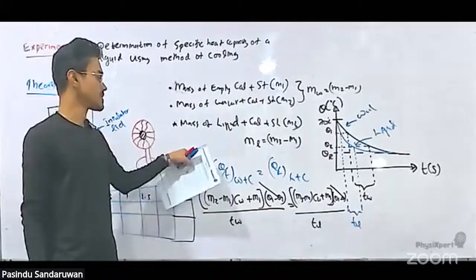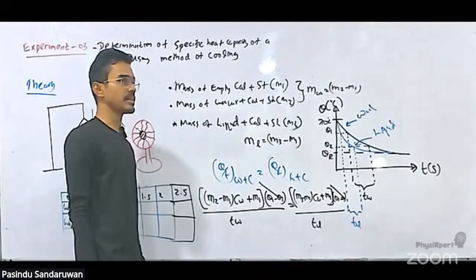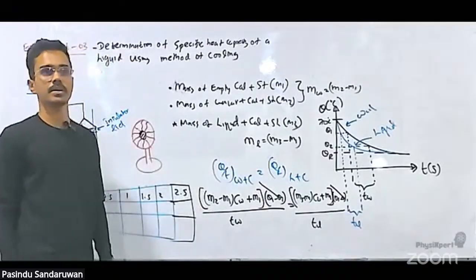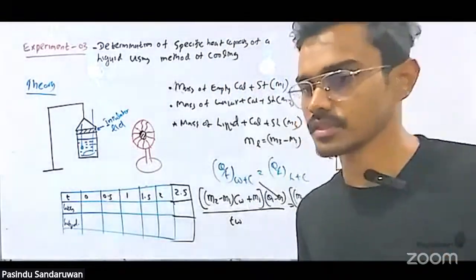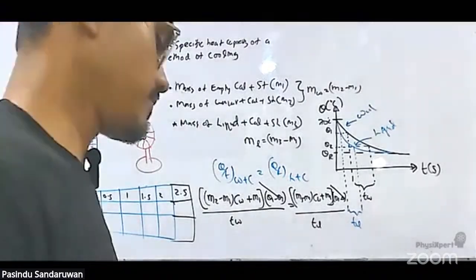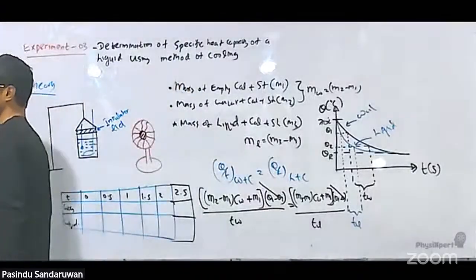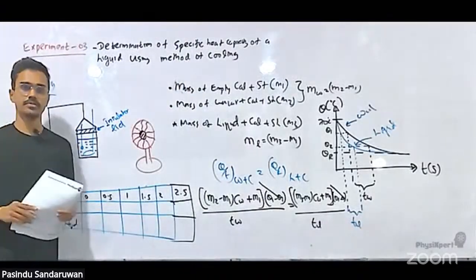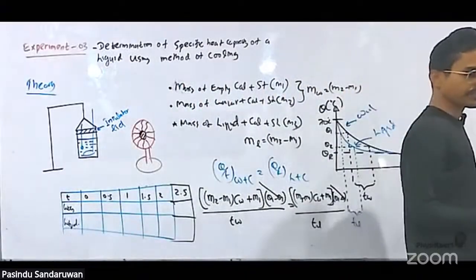Then the specific heat capacity of water, CW. Next one, specific heat capacity of liquid, CL.